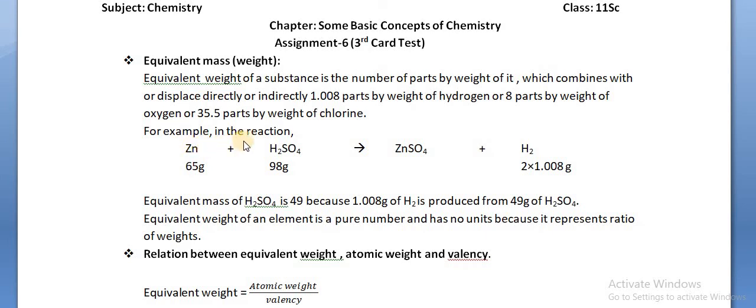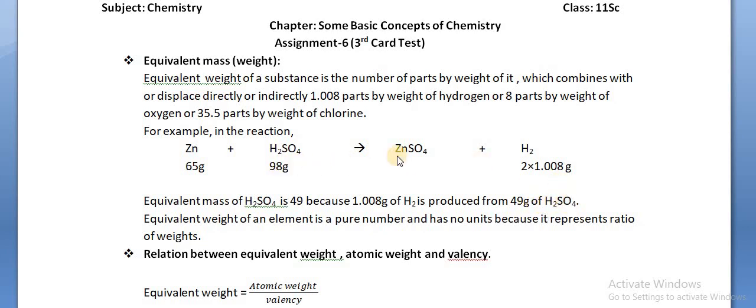For example, in the reaction zinc plus sulfuric acid giving you zinc sulfate plus hydrogen. This is the laboratory preparation of hydrogen, if you remember. So in this equation we can see that sulfuric acid has a molecular mass. If you calculate the molecular mass, it will come as 98, and gram means gram molecular weight. So 98 gram of sulfuric acid produces 2 into 1.008 gram of hydrogen. Now the equivalent mass of sulfuric acid is 49, because 1.008 gram of hydrogen is produced from 49 gram of sulfuric acid.